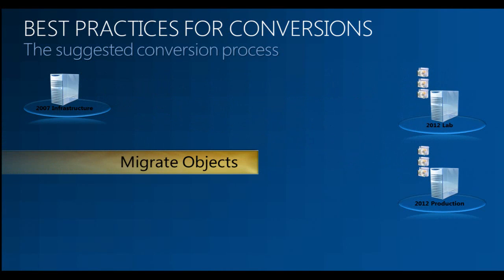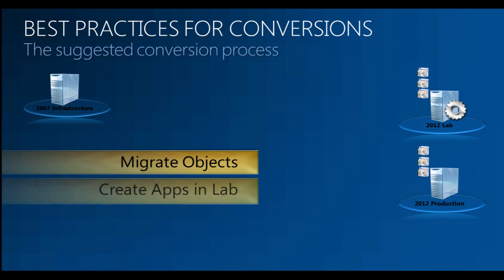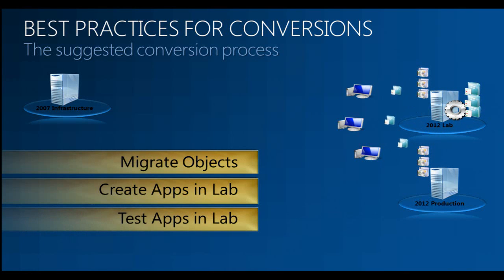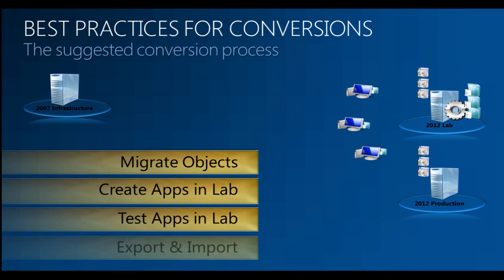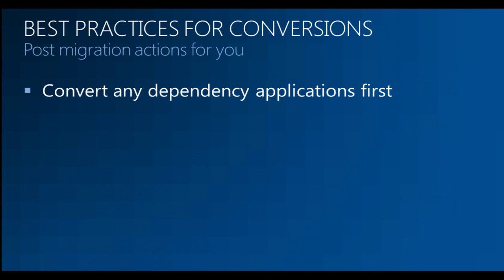You want to migrate your objects, like I said. So in this case, we're migrating to a lab. So the idea is that if you migrate to the lab, you can do all of your application or package conversion, testing in the lab, and you can get things right the way you want them. You can test them in a lab environment, and so it's sort of standard deployment best practices. And then you can actually export the applications once you've converted them, tested them, made any changes that you want. It's all XML metadata, and then you can import them into your production 2012 environment. So that's one of the suggested best practices to try to get you up and running and to have the least amount of impact. Another best practice is really about converting dependency applications first.